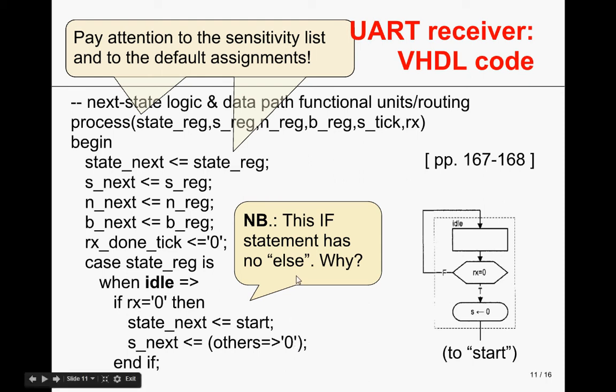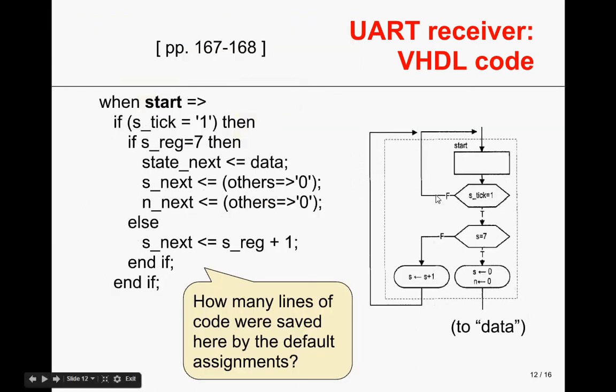Notice that there is no else statement here, as you may have expected, because if this is false, then the next state is the current state, and that has been defined here by default, so we don't need the else statement. Now the start state again has a very straightforward correspondence with the corresponding VHDL code, and I leave as an exercise for you to tell me how many lines of code were saved by the default assignments.